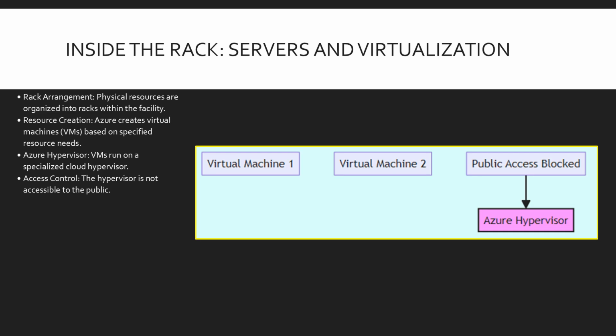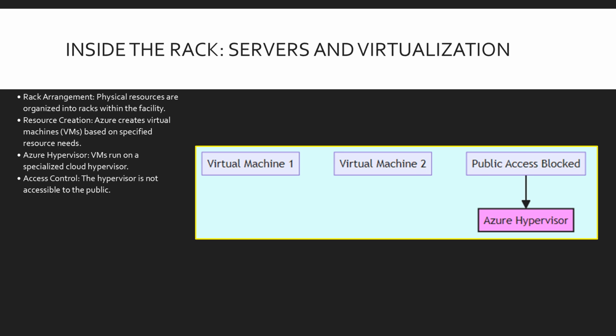Let's zoom in to the rack level. Inside the data centers, resources are arranged in racks. When you request resources, Azure creates virtual machines based on your specific needs. These VMs run on a specialized Azure hypervisor. It is important to note that while you interact with the VMs, the hypervisor itself is designed strictly for cloud use and is not accessible to the public. This separation ensures the security and integrity of the underlying platform.